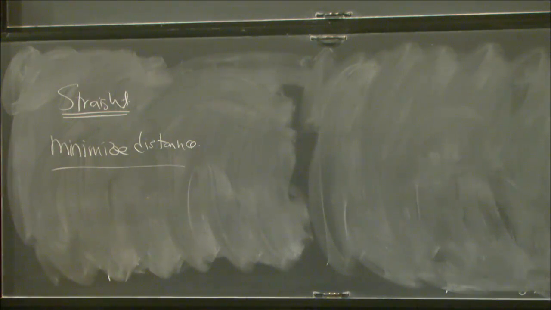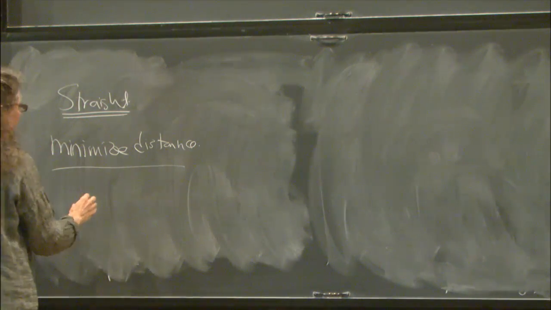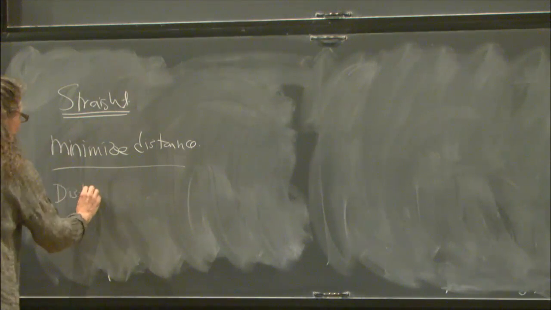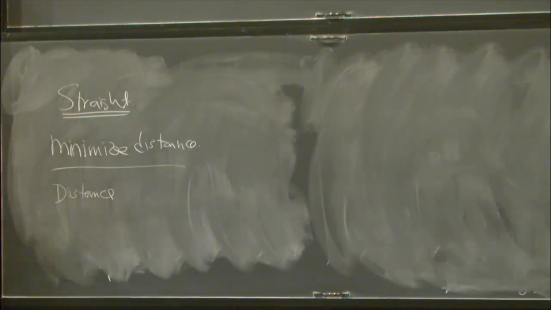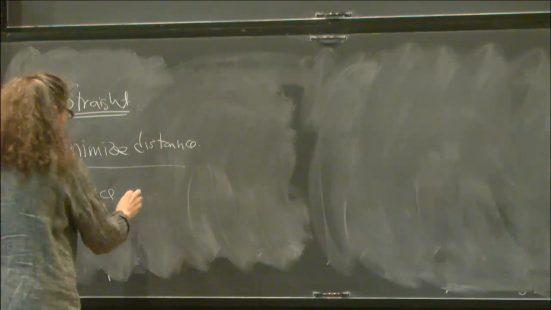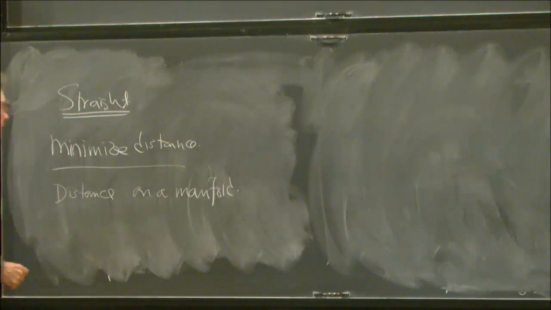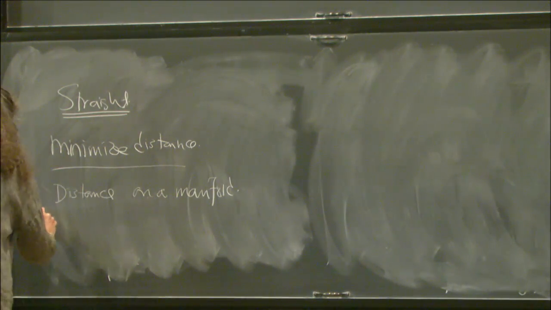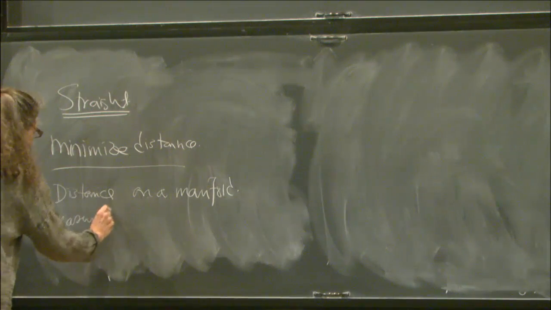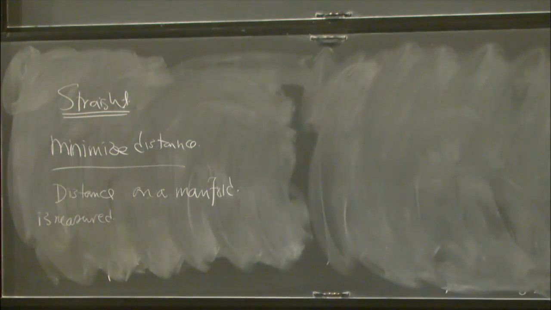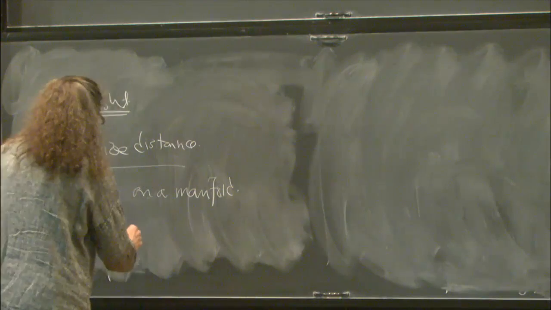And again, the idea is when we talk about minimizing distance on a manifold, I'll tell you what I mean by being straight on a manifold in a minute, but what I mean by minimizing distance is the following. All the manifolds I've defined here are submanifolds of Euclidean space. And if you know a little topology, I'm assuming they're inheriting the topology and the distance function from Euclidean space. So the distance on a manifold is measured by looking at curves on the manifold.